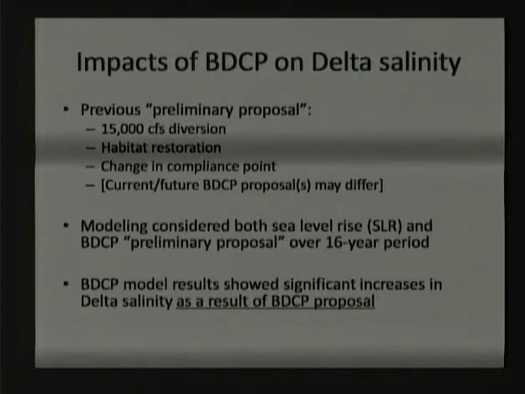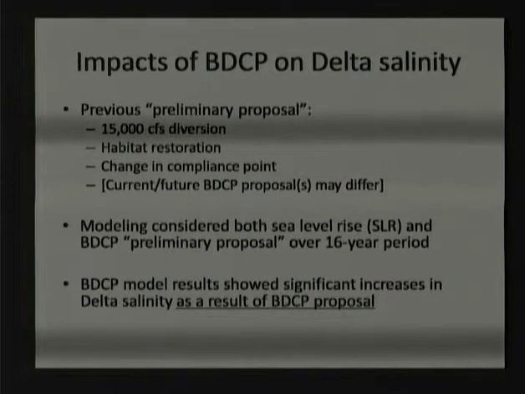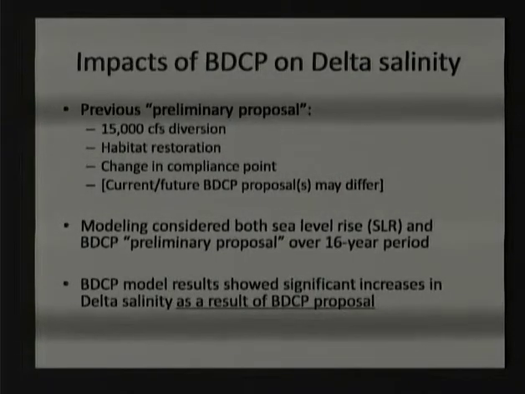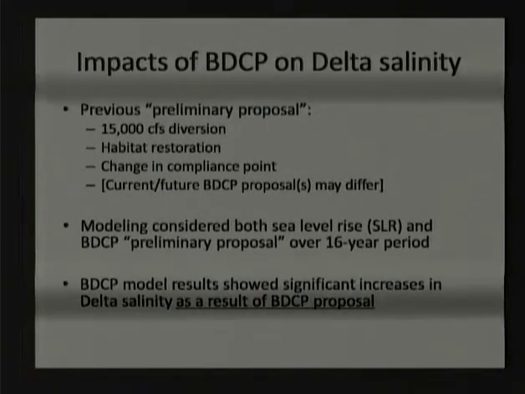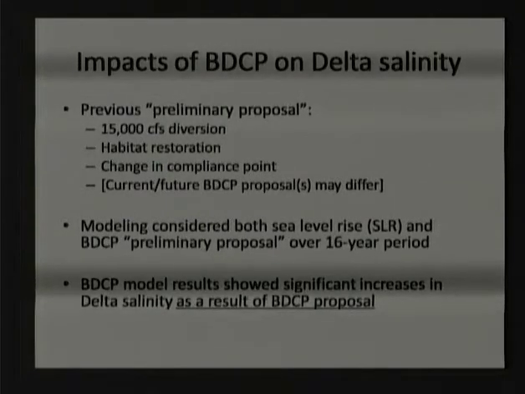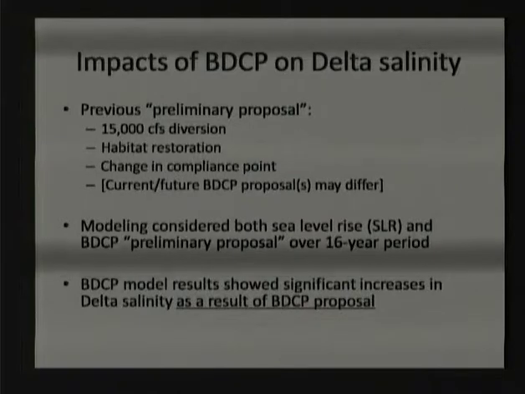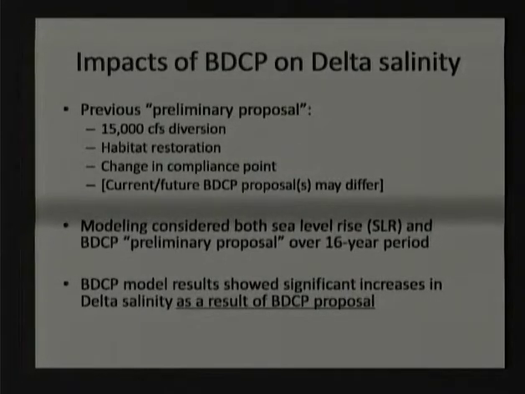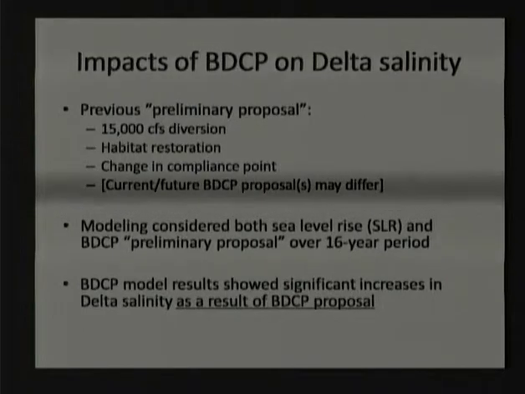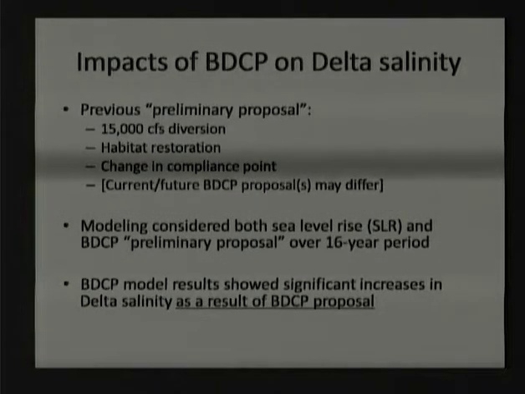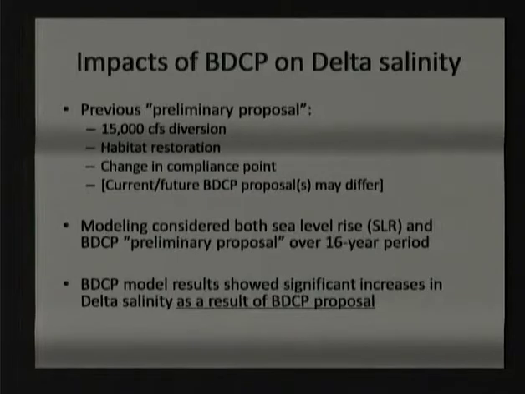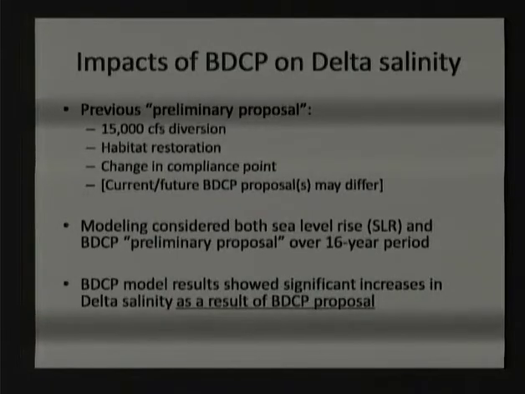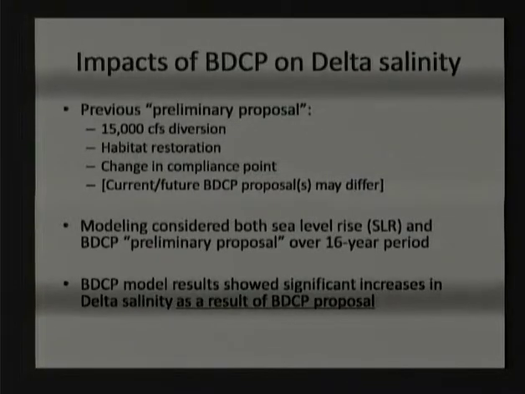That preliminary proposal, which I'll refer to, it'll show on the slides as the PP, was a 15,000 CFS capacity diversion. It involved some habitat restoration, and it involved a change in the compliance point for some water quality objectives. Again, the future proposals may differ, but I still think it's informative to look at the past model results as an indicator of some of the changes that we may see with the new proposal when we get those data.